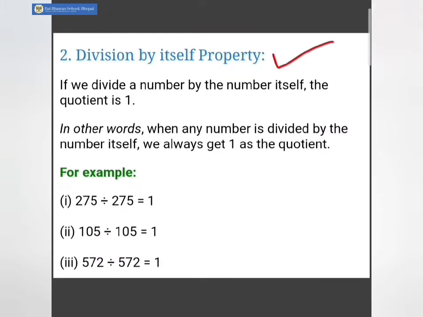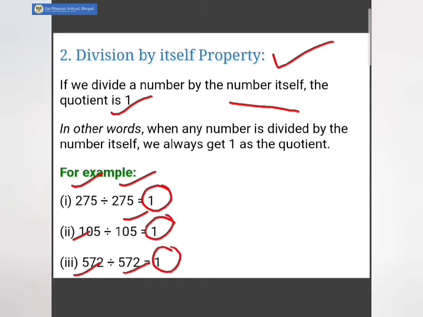Division by itself. This is another unique property of division. It says that if we divide a number by the same number or the number itself, we get the quotient as 1. For example, here the dividend and divisor are the same. Hence, the quotient will be 1.